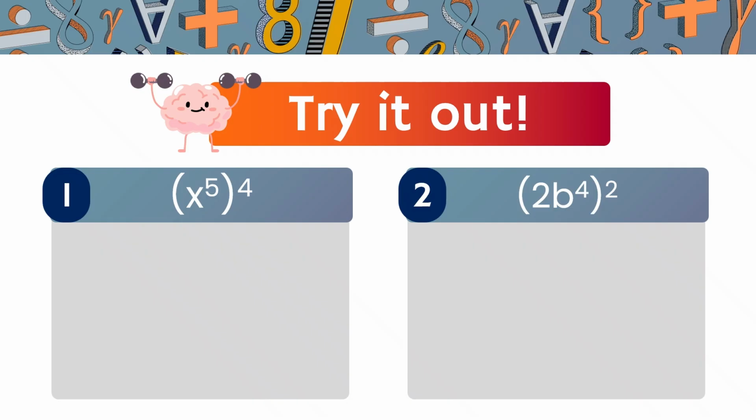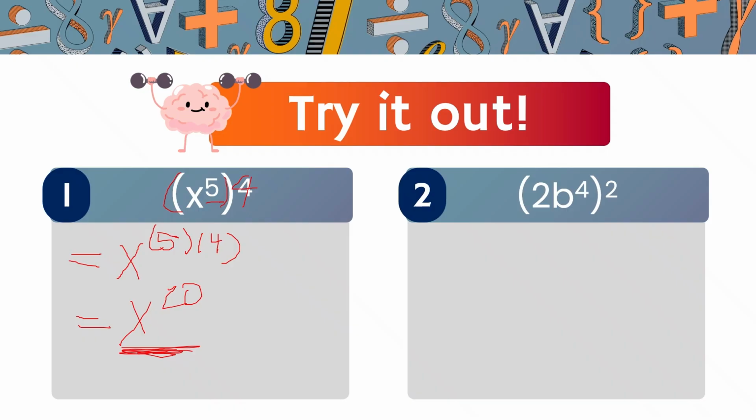x to the power of 5 raised to 4. What is our answer? Copy the base x and 5 times 4. Okay, since they are the exponents. And our final answer is x raised to 5 times 4. What is 5 times 4? 5 times 4 is 20. So we have x raised to 20.